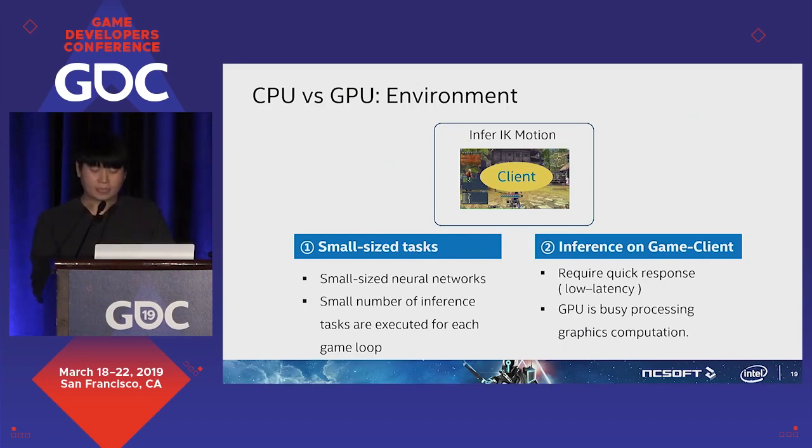Before we get to that, I'd like to talk about the 4 characteristics of our system environment. First, our two DNNs are very small in size. Second, the scale of parallelism for our inference tasks is relatively small compared to training. Third, the game client requires quick response in generating motion frames. So latency is very important for our inference tasks. And lastly, in the game client, the GPU is busy processing graphics computation.